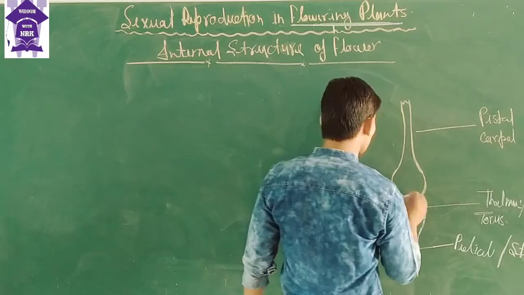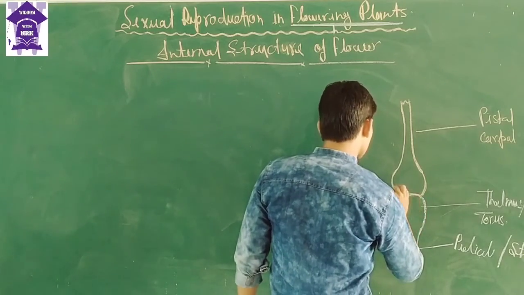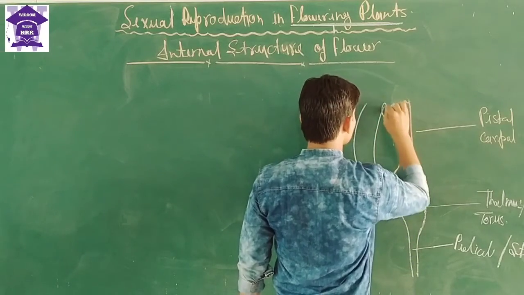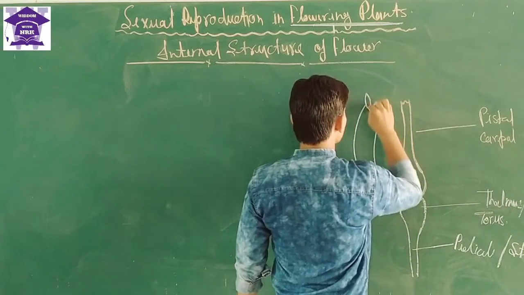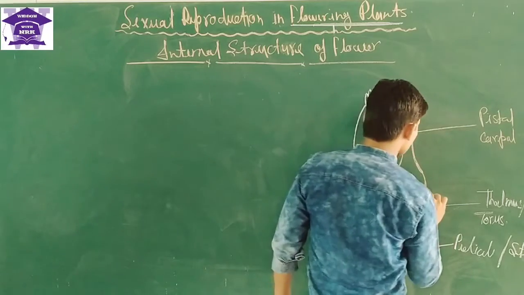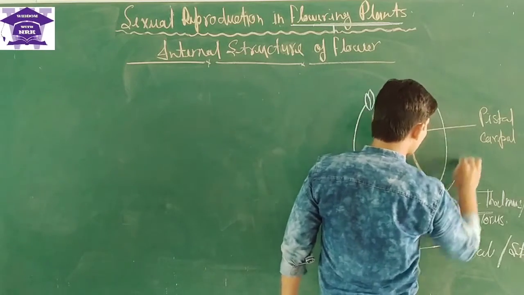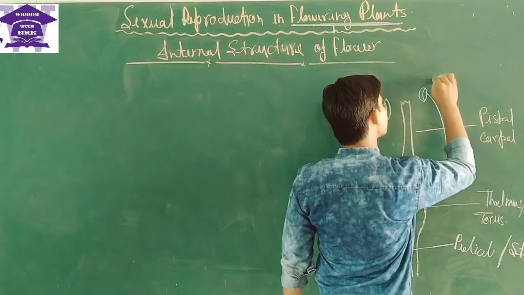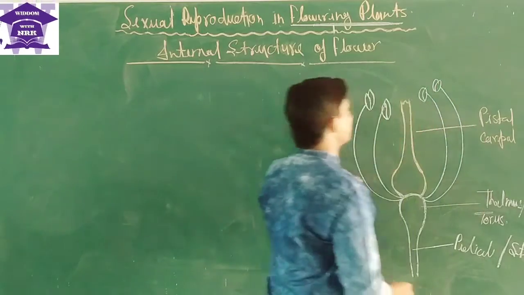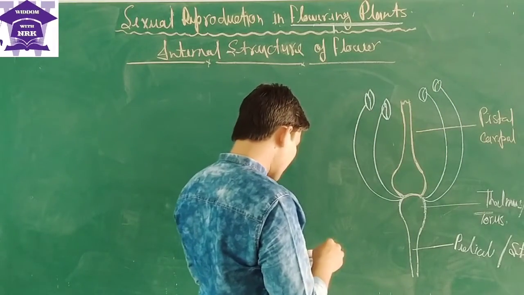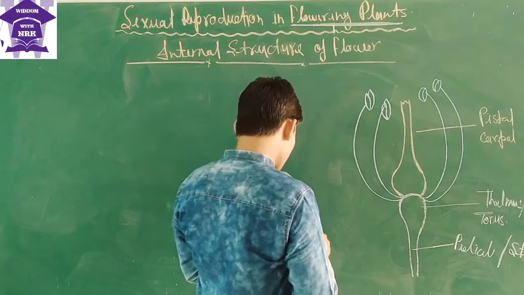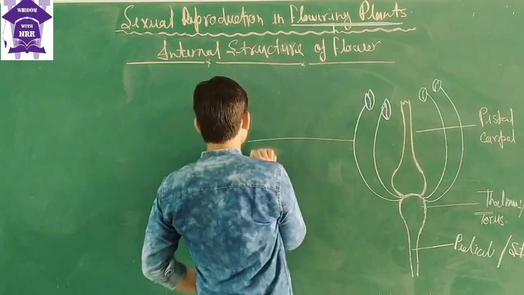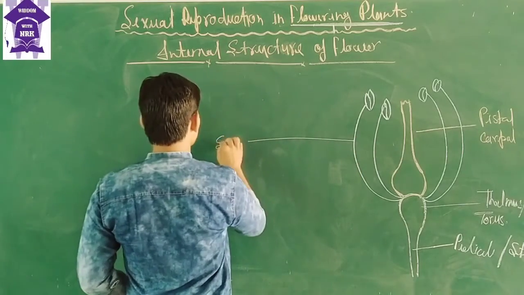The thalamus also holds another structure, the male reproductive organ, which is known as the stamen. Stamens are the male reproductive organ, and in the stamen there are two main parts: one is the filament and the second is the anther. So this full structure is known as the stamen.